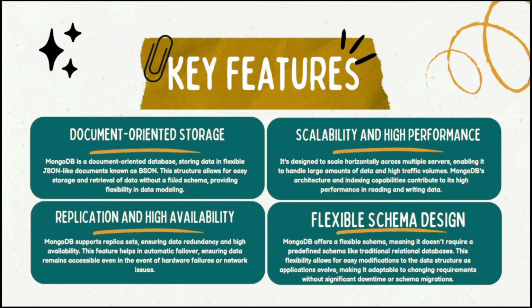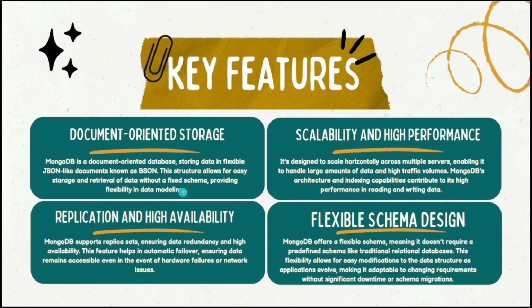It has different kinds of key value pairs, and it's basically a JavaScript object, and it contains different arrays and multiple objects. It can store data in string format, number format, integer format, whatever format you like. So it would allow you to store data in different formats, also the Boolean format. So this structure allows for easy storage and retrieval of data without a fixed schema, providing flexibility in data modeling. So that's what document oriented storage is, and later on I'll give you an example also.